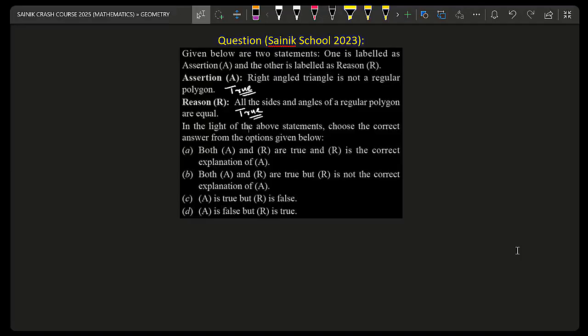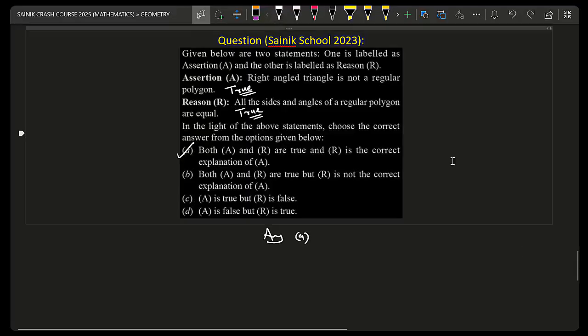But in some questions, assertion is true and reason is true, but to prove the assertion is true, we don't use the reason at all. That means the reason is not the correct explanation of A. Then you have to choose B. But for this question, which option is correct, Sriyansh? Option A. Option A, very good. So no need to write any steps. This is only a theoretical question.